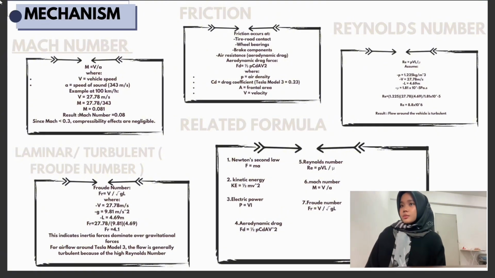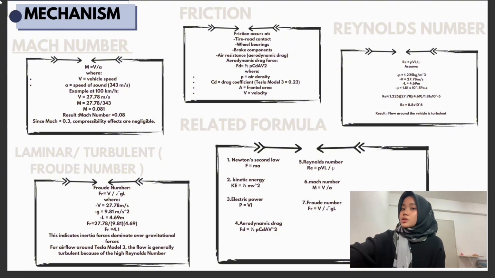Next is the Reynolds number. The Reynolds number determines whether fluid flow is laminar or turbulent. The formula is Re equals ρVL over μ. Using the Tesla Model 3 dimensions and operating speed, the Reynolds number is approximately 8.8 × 10^6. This value is much greater than 4000, indicating that the airflow around the vehicle is turbulent.